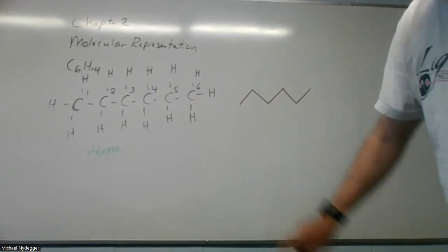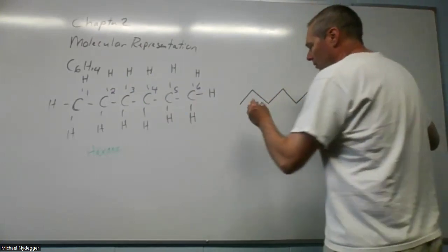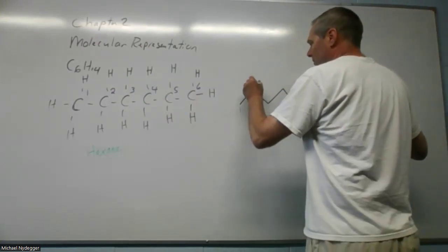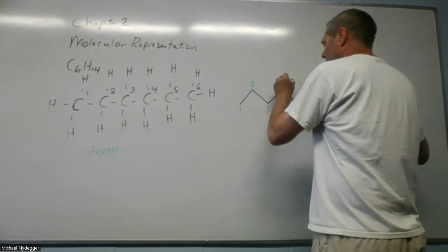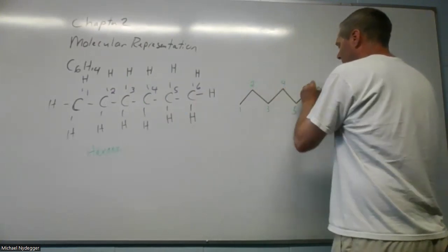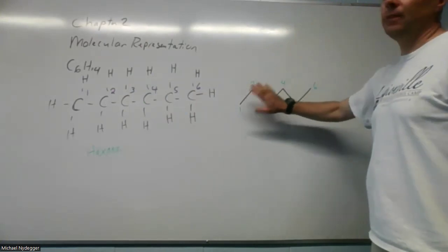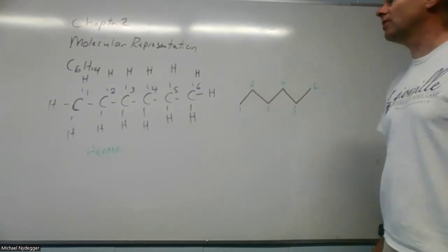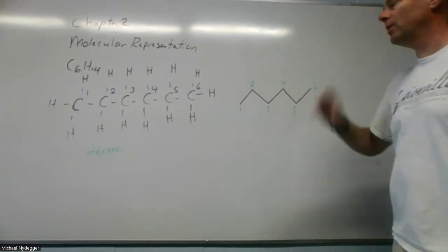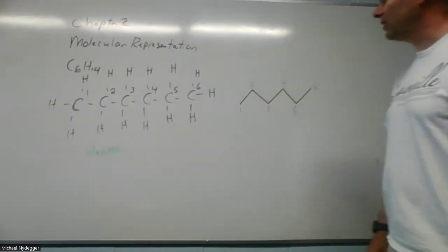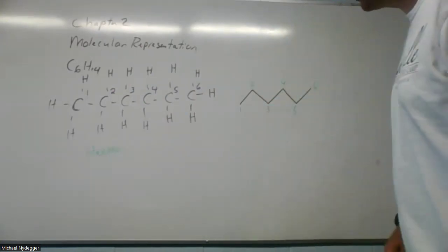So this right here represents carbon one. This represents carbon two, carbon three, carbon four, carbon five, and then carbon six. And what they do is they leave off the hydrogens. They just leave the hydrogens off because they're ubiquitous. They're everywhere. We know that each one of these carbons actually has four bonds associated with it.